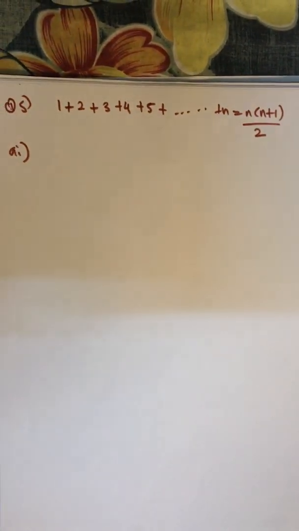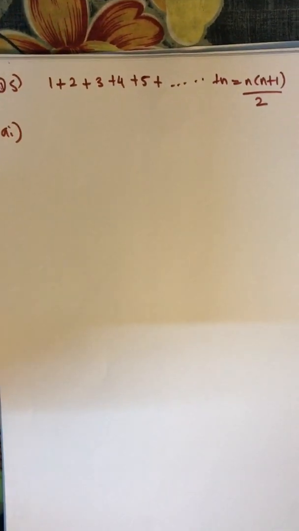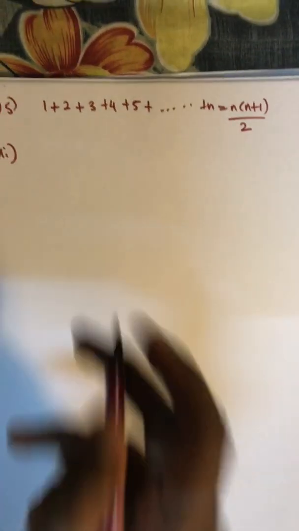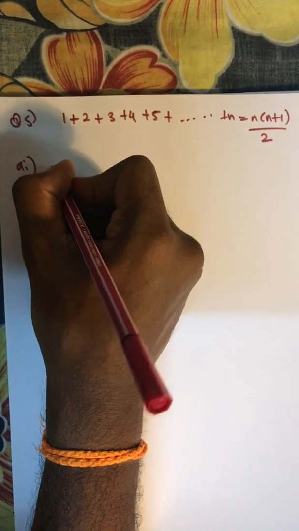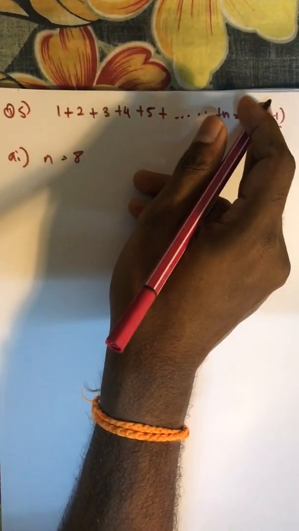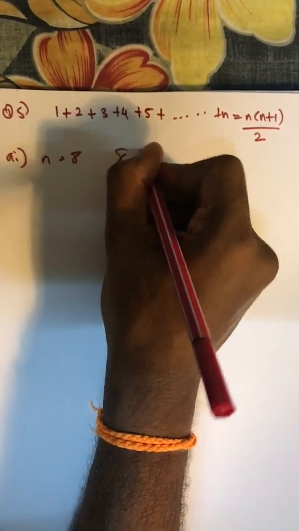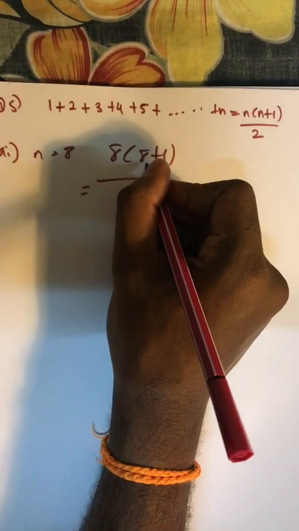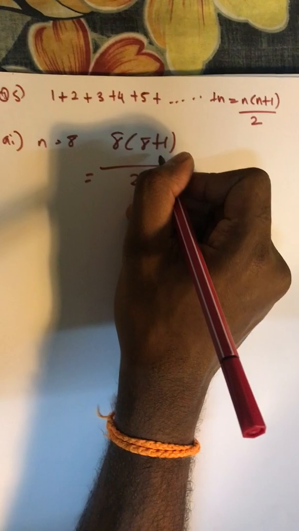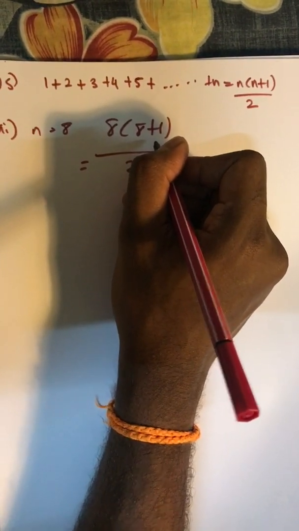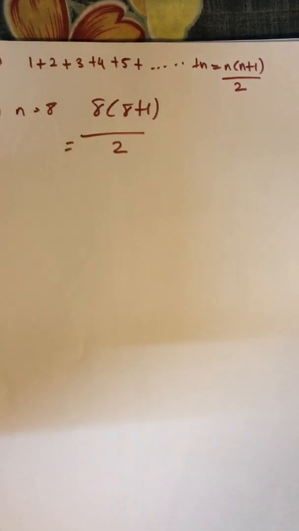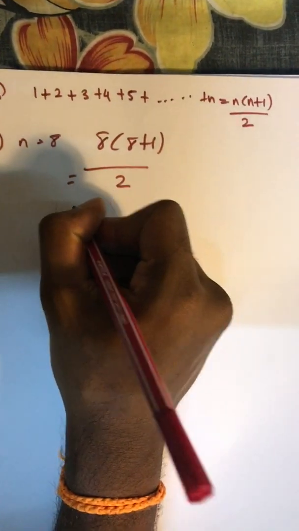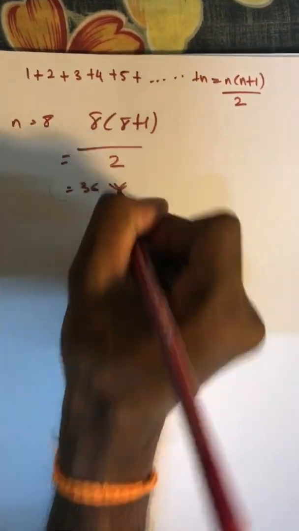Okay, so for question 5a Roman 1, they ask you to show that this formula is true for the first 8 natural numbers. So 8 natural numbers means n equals 8. We can sub into the formula: 8 bracket 8 plus 1 over 2. So 8 times 9 is 72, and 72 divided by 2 is 36. Okay, done. There you go.